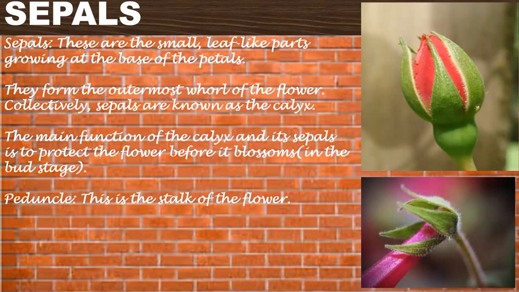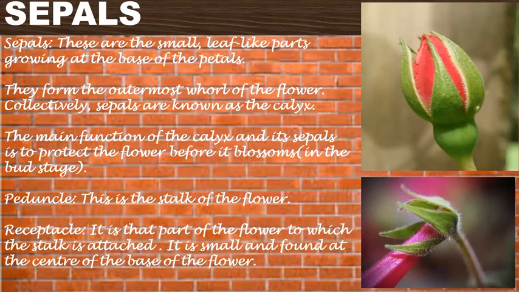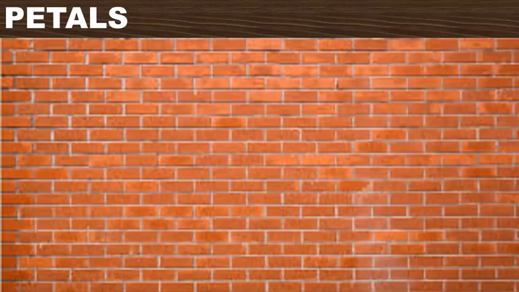Peduncle. This is the stalk of the flower. Receptacle. It is that part of the flower to which the stalk is attached. It is small and found at the center of the base of the flower. This receptacle is also known as thalamus.